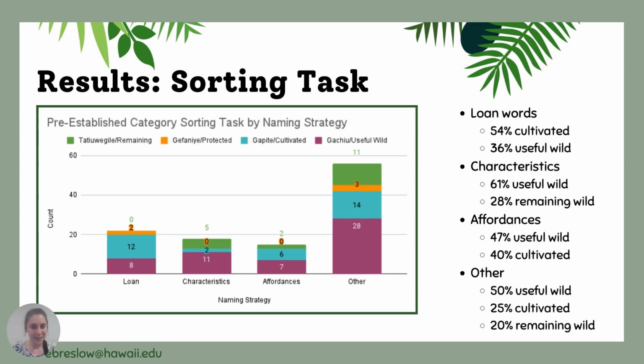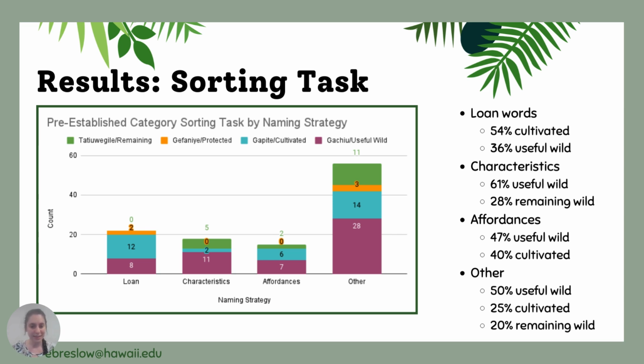Moving to the characteristics, you can see that the vast majority of them are wild plants, either useful wild or remaining wild plants. This matches with Berlin's prediction that semantically transparent names, such as those that describe the characteristics of a plant, are more common in less culturally significant plants, which he equates with wild plants.